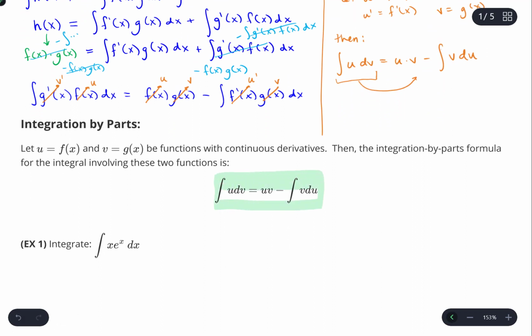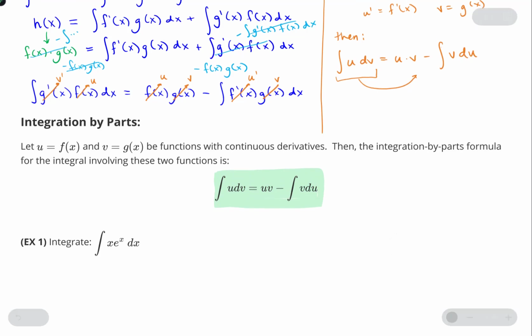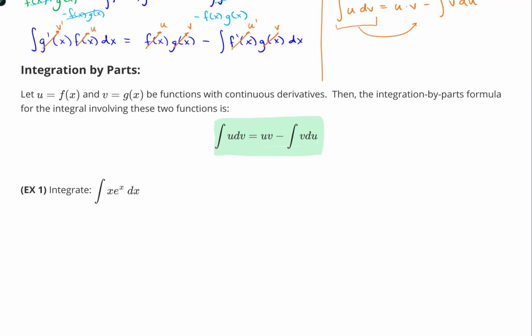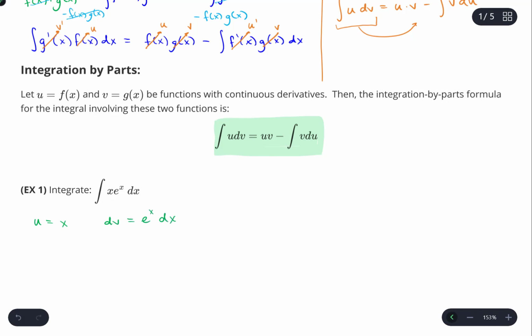This is a great little formula, and let me show you through an example how this could work. We have to discover what the values of these functions u and v are. In this case, I'm just going to guess at it. I'm going to guess u to be x, and then dv to be e to the x dx. Now notice I didn't choose u and v directly, I chose u and dv, because the first part of this integral is u times dv, so I need something that's the derivative of the function v.